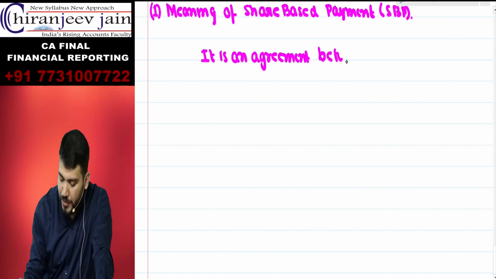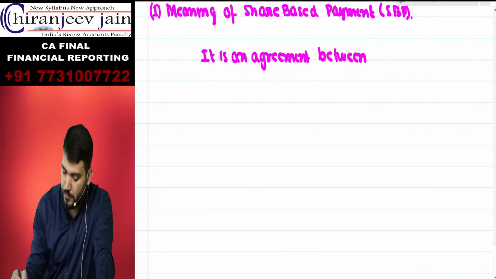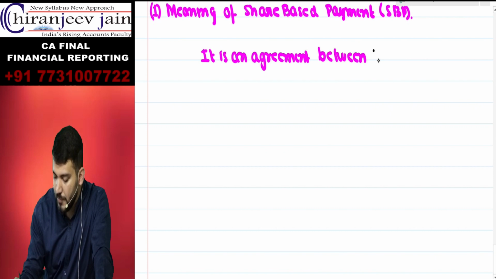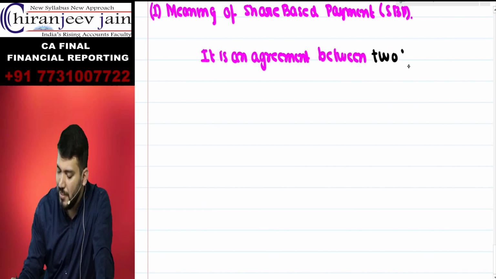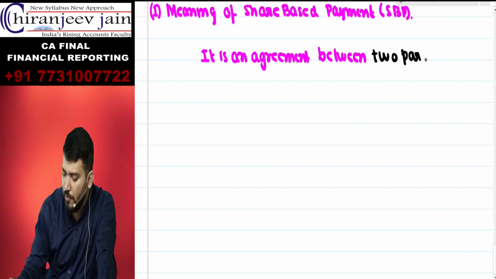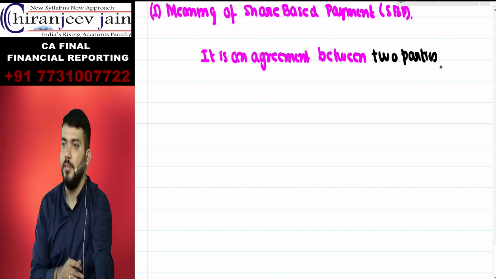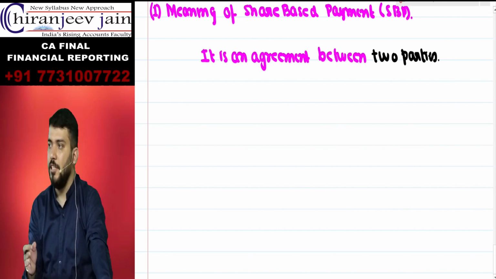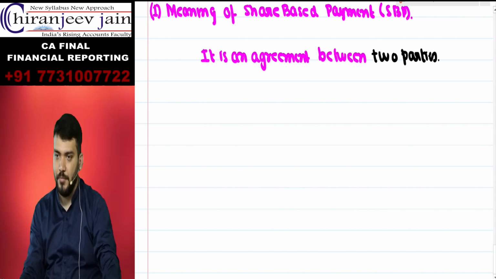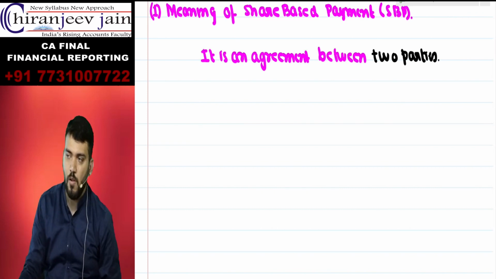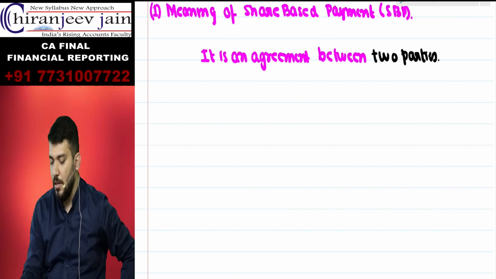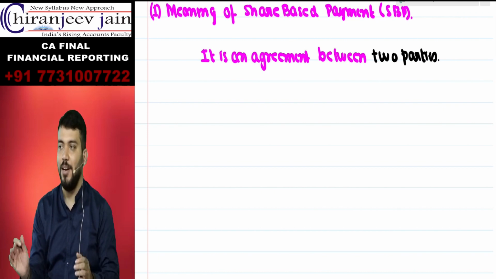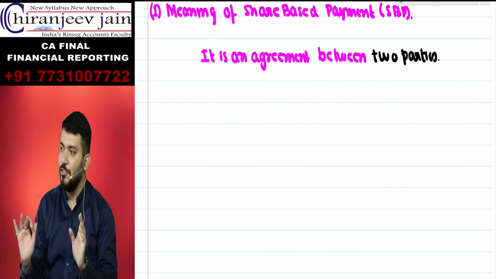Between how many party? Two parties. Can I say every agreement requires two parties? It will not be more than two parties. It will be two parties. Whether it can be more than two parties? No, two parties. The parties can be group of parties, okay? But it is always two parties.